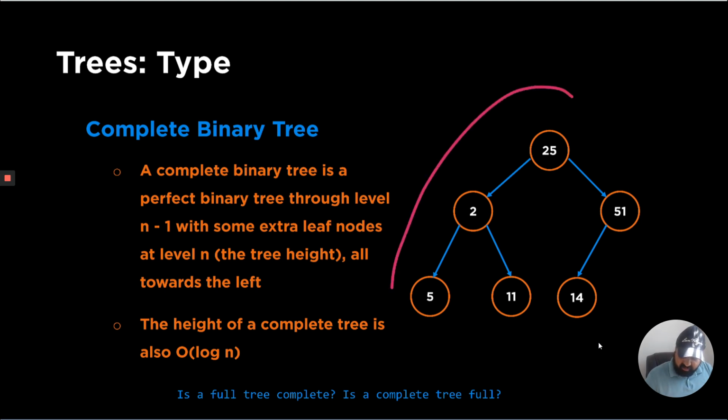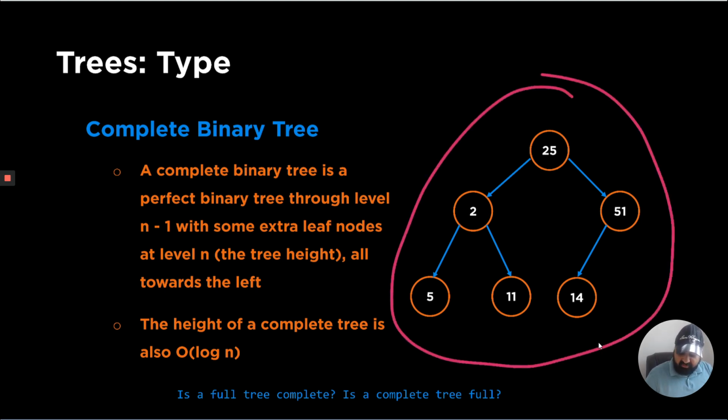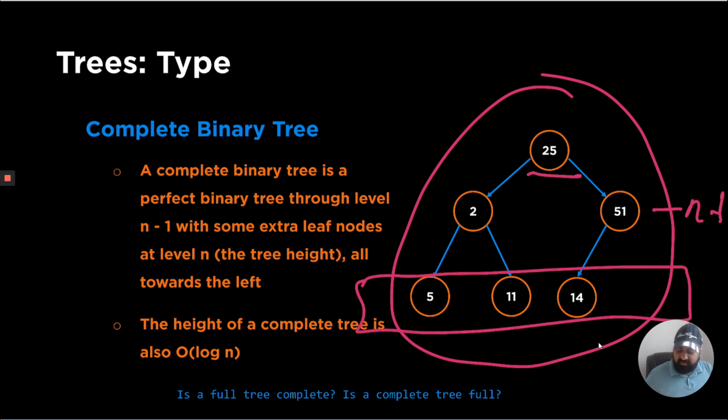So this is another example of a complete binary tree. Again, you can see these nodes are filled for n minus 1 levels, while the last level is filled from left to right.